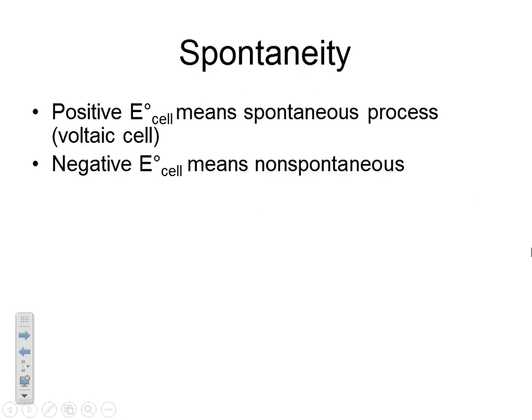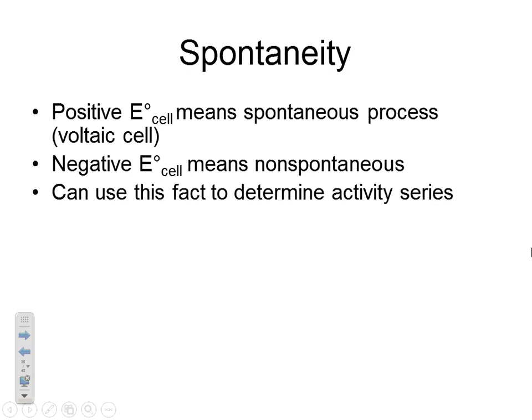Just a bit of a reminder before we jump in: a positive E cell value indicates a spontaneous process, right? A voltaic cell produces voltage, so it has a positive E cell. Negative E cell means a non-spontaneous process, and we can use this to work out an activity series, to work out which metal is more reactive than another metal. Metals love to be oxidized, right? That's what they do. And we can use the list of standard reduction potentials to work that out.